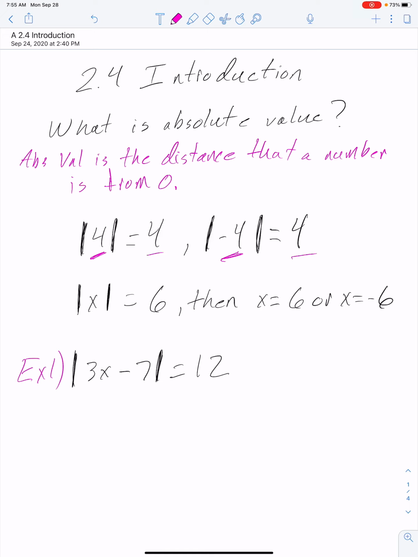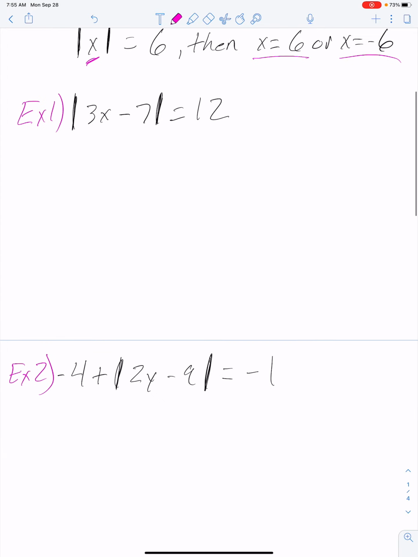What this does when we start solving equations, when we start seeing our variable inside the absolute value symbol, it means that we've got to account for the potential positive answer and the potential negative answer. So we'll see in this first example, we've got the absolute value of 3x minus 7 equals 12. Well, that means that 3x minus 7 could equal positive 12, or 3x minus 7 could equal negative 12.